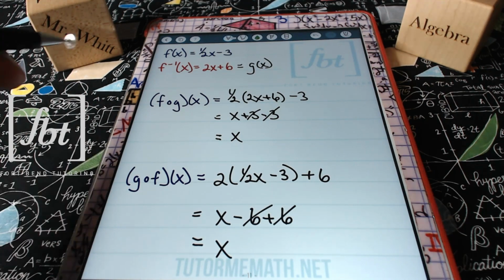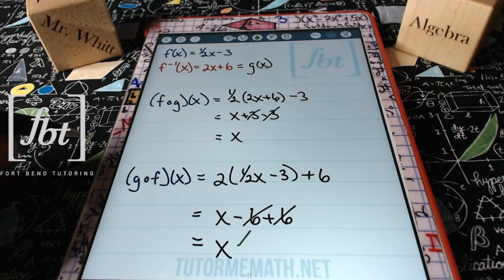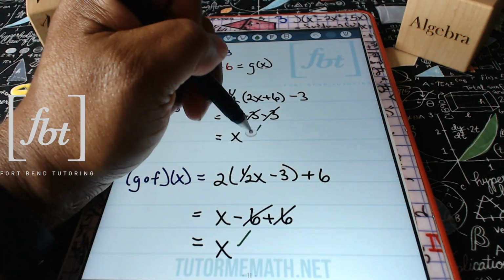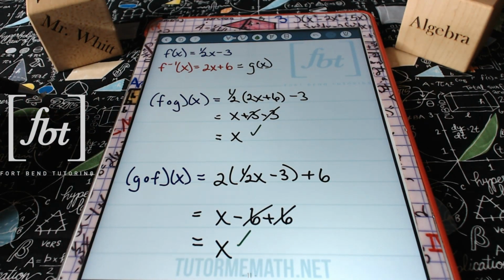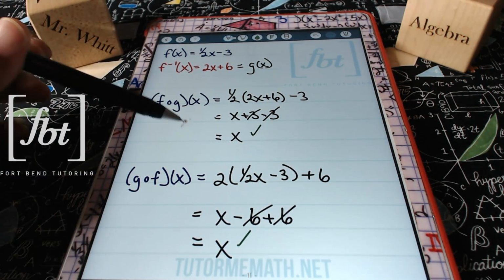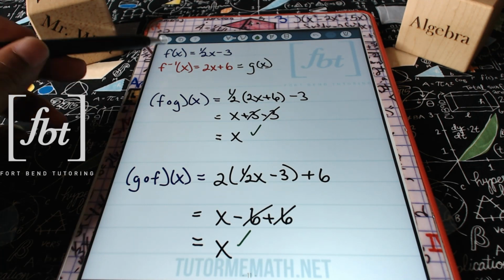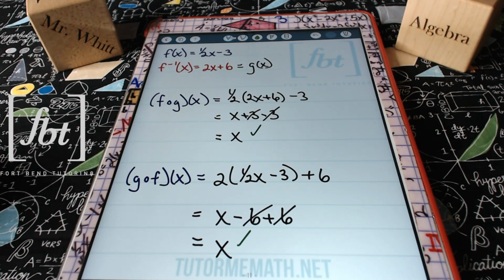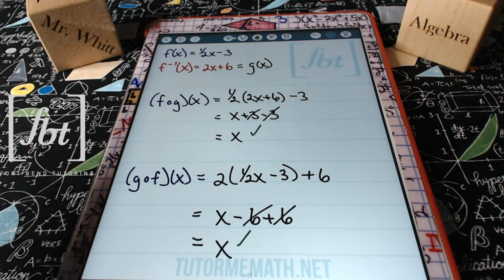Look at that. Because our g composite f of x equals x, and because your f composite g of x equals x, then we have proven, once again, that these two functions are inverse functions. Continuing on. Problem number 4.